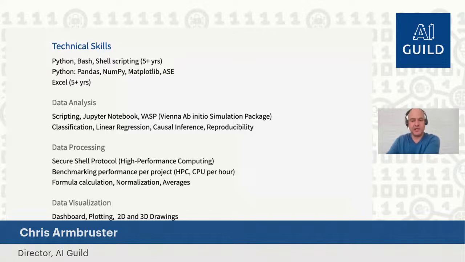Then for data analysis, it says here scripting, Jupyter notebooks, and a few other things, including actually stuff that points to machine learning, like classification or linear regression, so simple methods. Also causal inference, so that you know when there's a difference between a correlation or a spurious correlation and actually causality, plus the reproducibility of it.